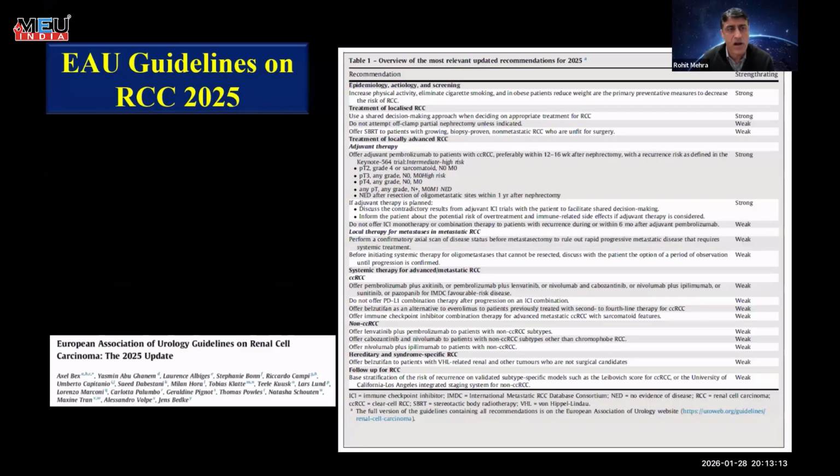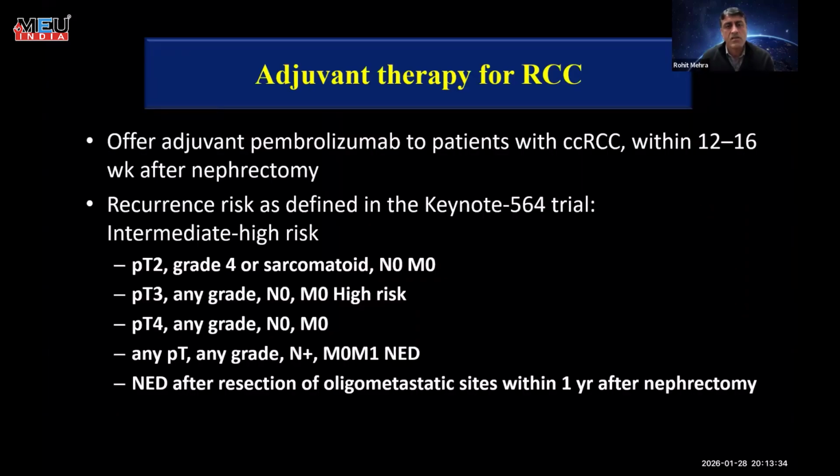I really like this review article on EAU. EAU guidelines are released every year, and I think this is the 2025 EAU RCC update, and I would highly recommend visiting this review article as well. I mean, of course, I will not be able to cover it today, but I hope all of you can visit. I will point out one salient feature, that in terms of treatment of locally advanced renal cell carcinoma, now there is the concept of giving adjuvant pembro to patients with clear cell renal cell carcinoma, as well as some non-clear cell RCC as well.